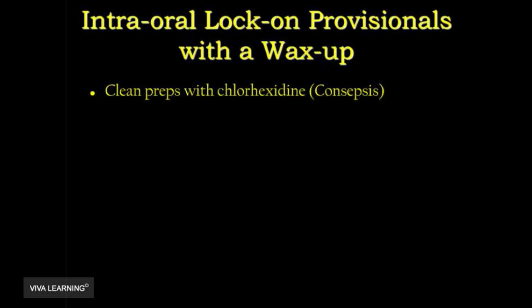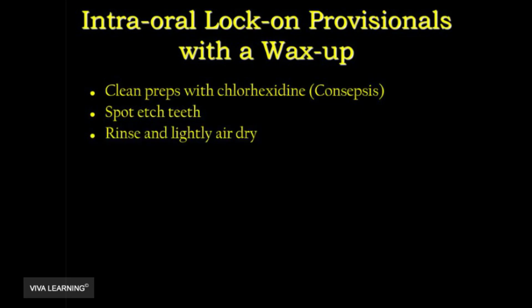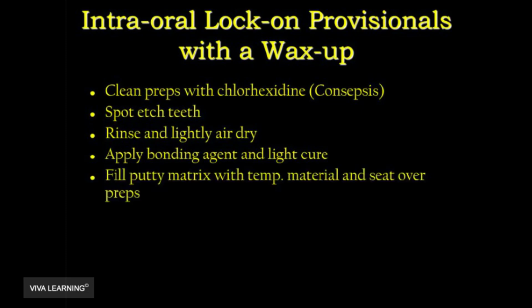To begin with, we'll go through step by step what each of the steps in the procedure are, and then we'll show a clinical example. The first thing we do is clean the preparations, and I use some type of chlorhexidine like Concepsis or something like that. Then we're just going to spot etch the teeth right in the center of the tooth, away from our margins, and this helps maintain the provisionals while we're having the final restorations fabricated. We're going to rinse and lightly air dry, and then paint that spot etch with some type of bonding agent and light cure. It could be any of the unfilled resins. It doesn't need to be a fifth generation with a prime and bond. It can just be a bonding agent like a 2FL or something like that.